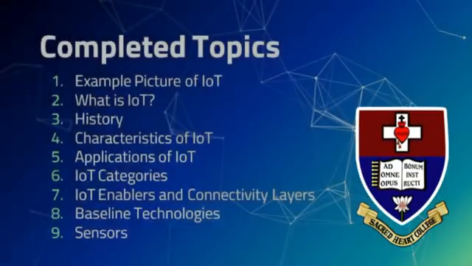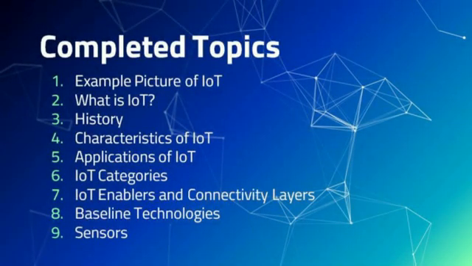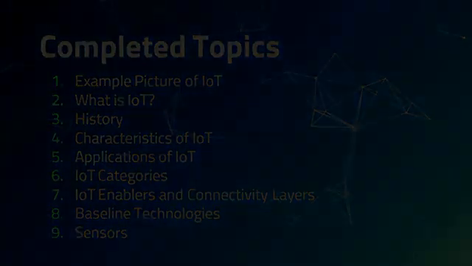Now let us see the topics so far completed. Example picture of IoT. What is IoT? History, characteristics of IoT, applications of IoT, IoT categories, IoT enablers and connectivity layers, baseline technologies, sensors. So these are the topics so far we have covered.